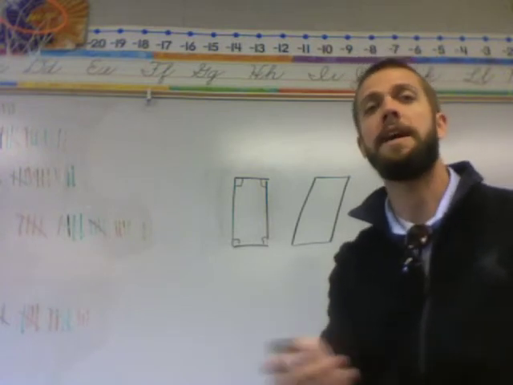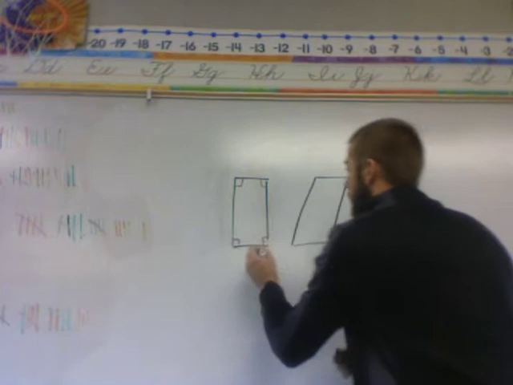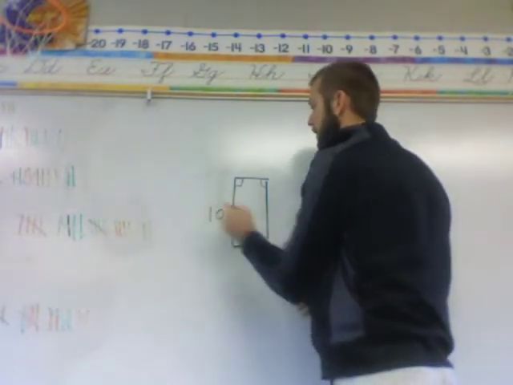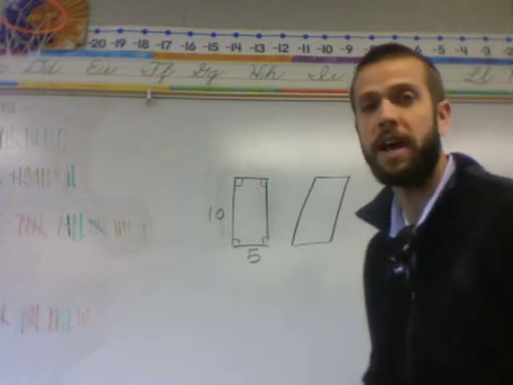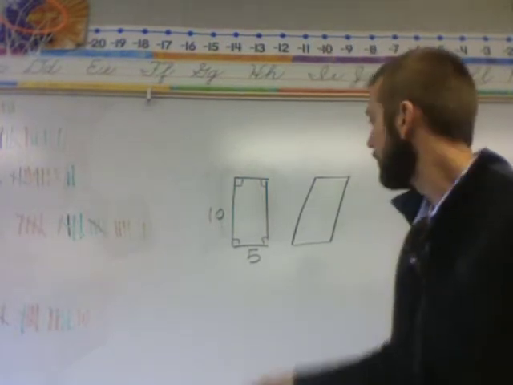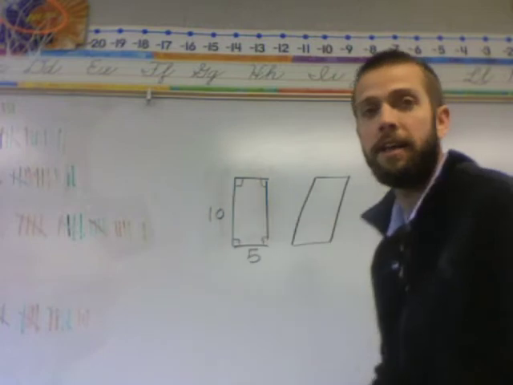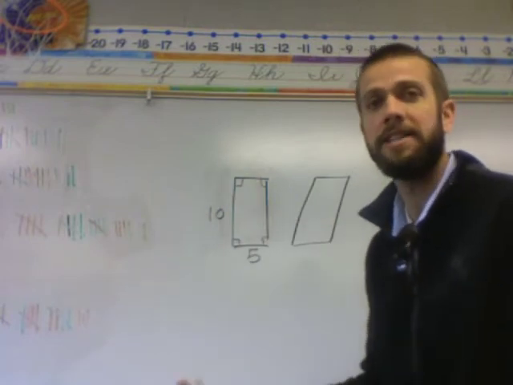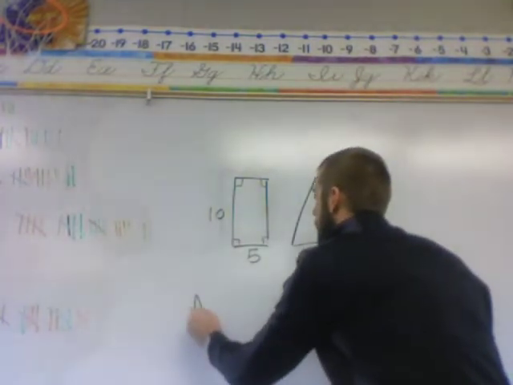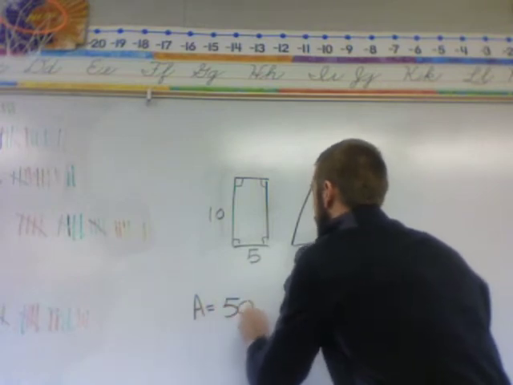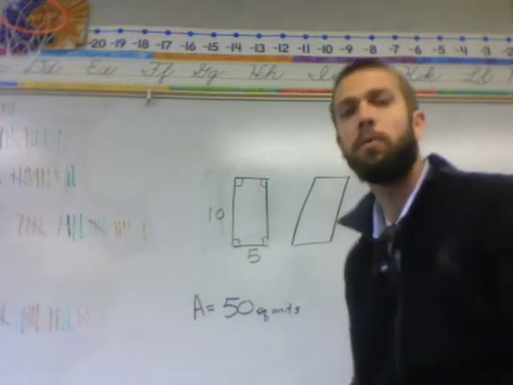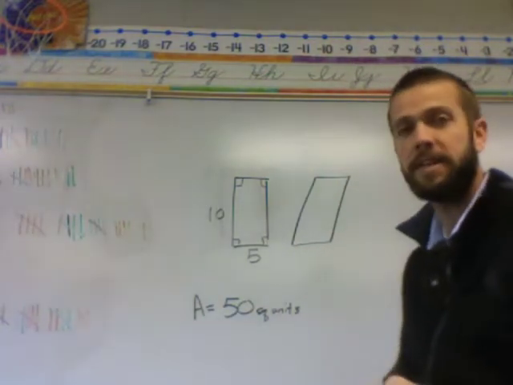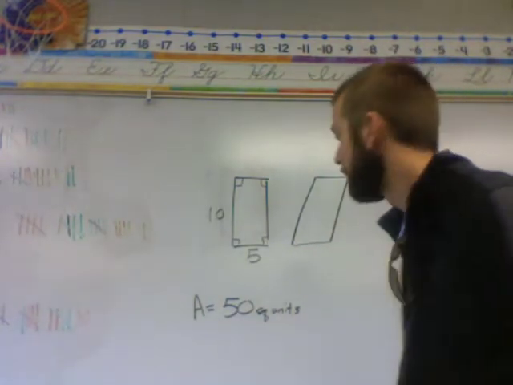Now, opposite sides always match. So let's say this is a 5 and a 10. Well, the area of any four-sided parallelogram is base times height. So 5 times 10 is 50. The area is 50. And we don't know what kind of units I'm using, so you might just put square units. If it was centimeters, you put centimeters squared.